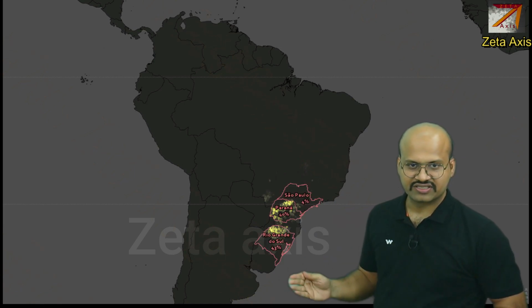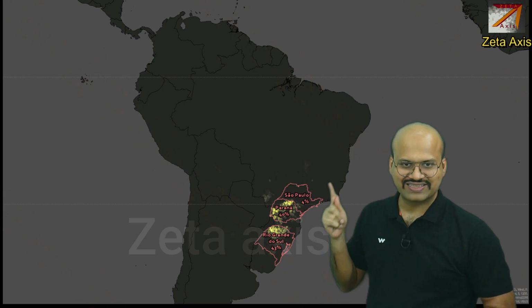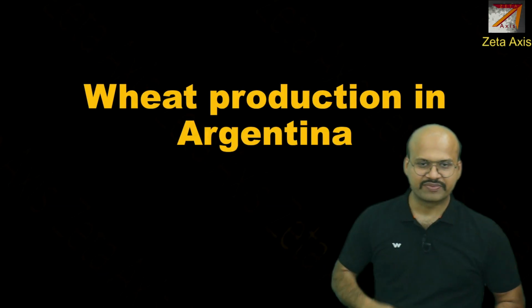These are the states: Sao Paulo, Paraná and Rio Grande do Sul. So these are the three major states. In fact, these two are the most important states which produce wheat in Brazil.